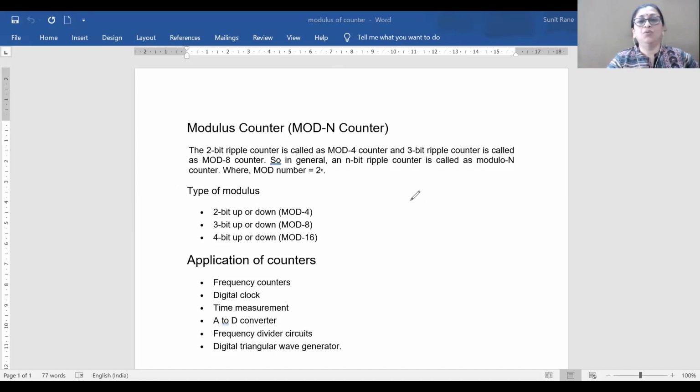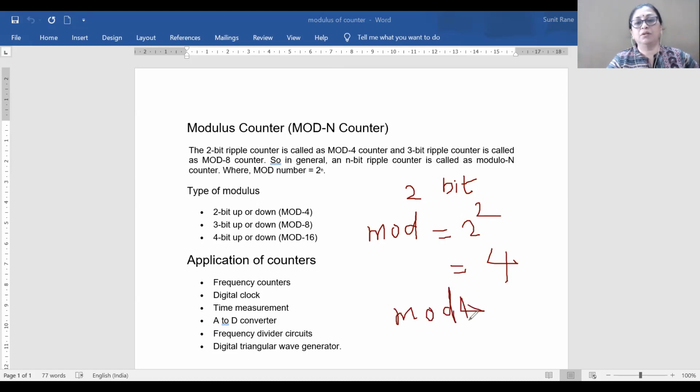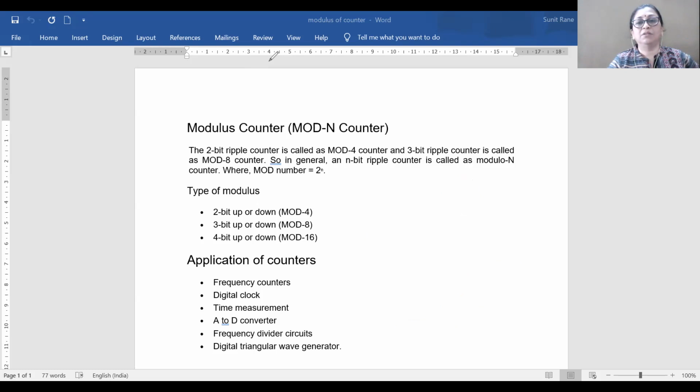Suppose you have a 2-bit counter, and you want to find its modulus. Then the modulus of this counter will be equal to 2 raised to the number of bits, that is 2 squared, which is equal to 4. So this is called a mod 4 counter. Okay, so you write it down. This is very important for examination.